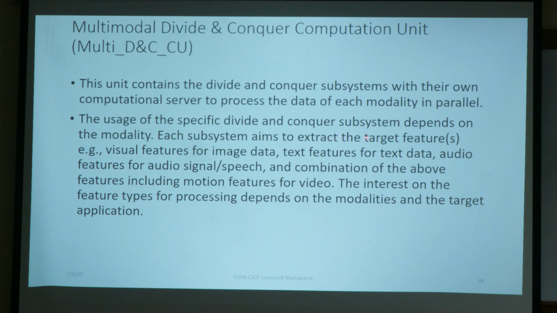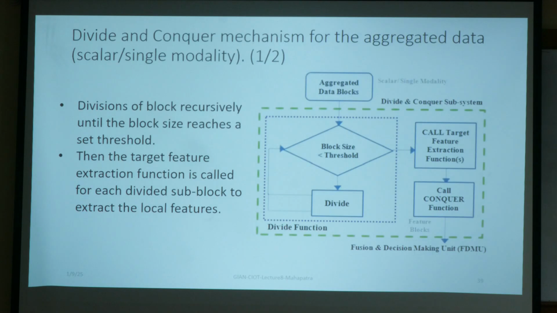What are target features? Depending on the object: visual features and image data for scalar and singular, text features for text data, audio features for audio data, and so on. And for multimodal things, you go for audio and visual for the video. So this is what actually happens.